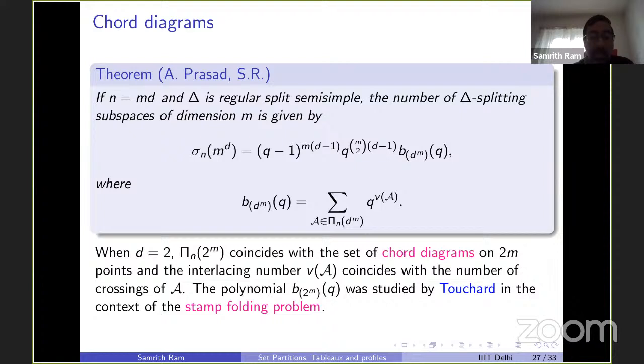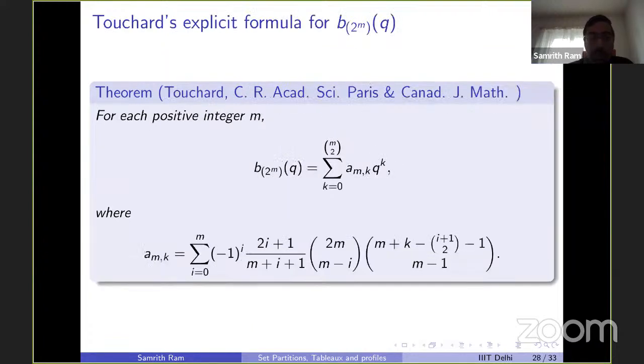An interesting case is when d equals 2, namely you have this set partition where there are m blocks, each of cardinality 2, and that corresponds to chord diagrams on 2m points. In this case, interlacings correspond precisely to crossings. So this polynomial was actually studied by Touchard, who gave a very nice formula for these polynomials in this particular case. Here, interlacings and crossings coincide, and he was interested in studying the number of chord diagrams with a given number of crossings, which corresponds precisely to this case.